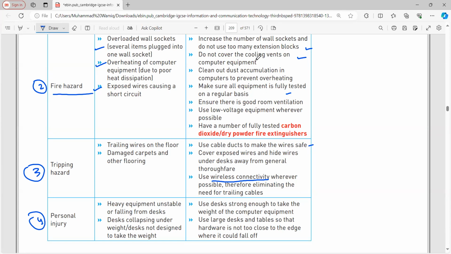The fourth one is personal injury. Personal injury could be caused by heavy equipment falling from the desk, or a desk collapsing. You can protect against this by using desks that are strong enough to take the weight of the computer. You can even use a larger desk or table so that your hardware does not fall off.